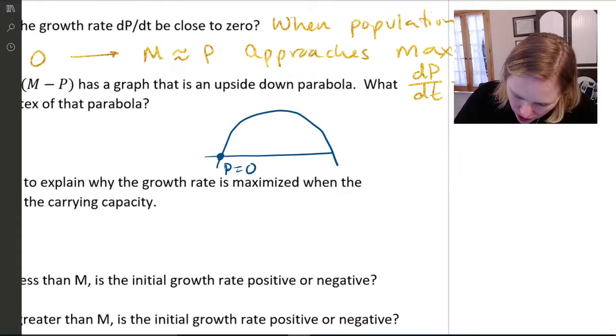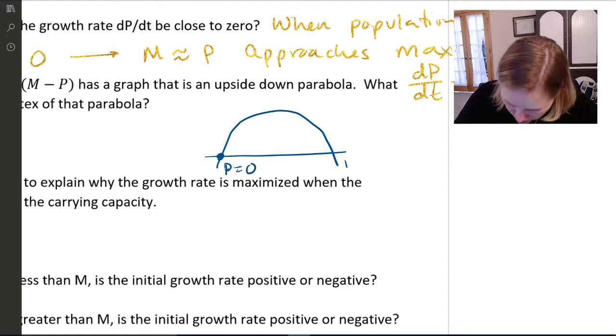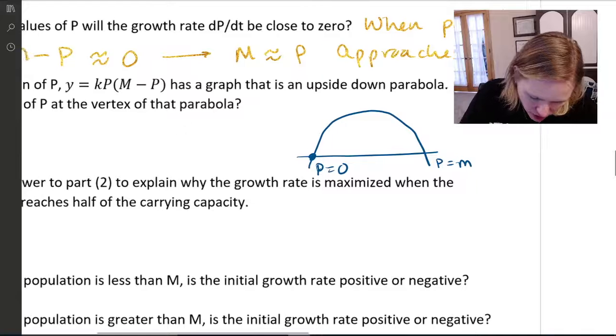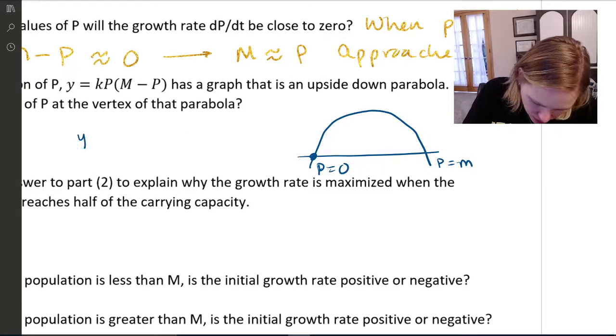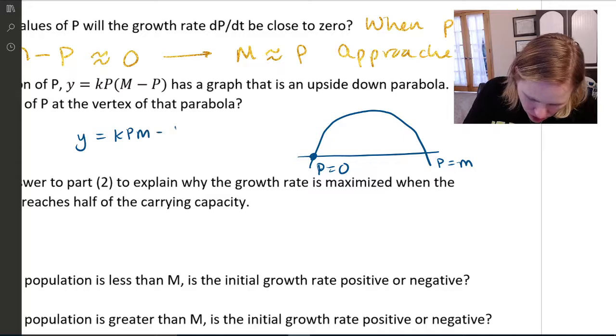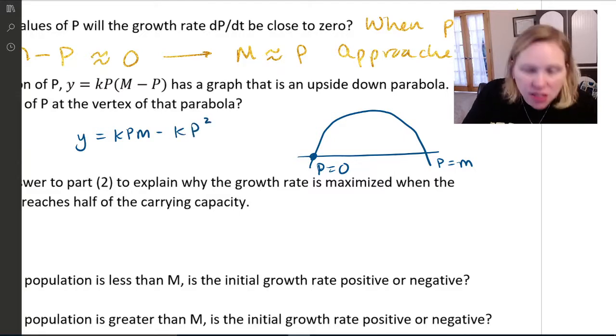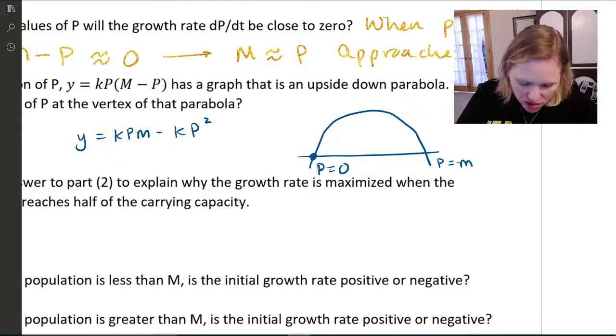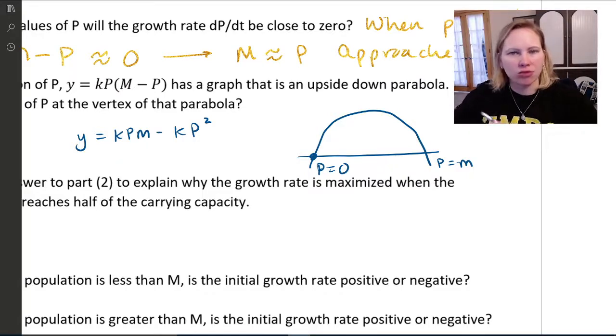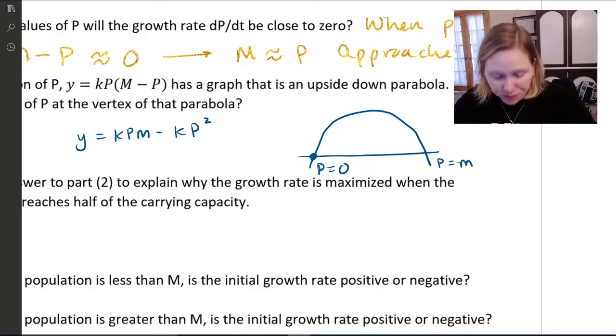And I'm going to have an x-intercept here when p equals m. So this is the equation y equals kpm minus kp squared, and you know it's a parabola because it looks like this. So it's an upside down parabola. Remember, p is like your x. So the differential equation, the derivative, is a parabola.